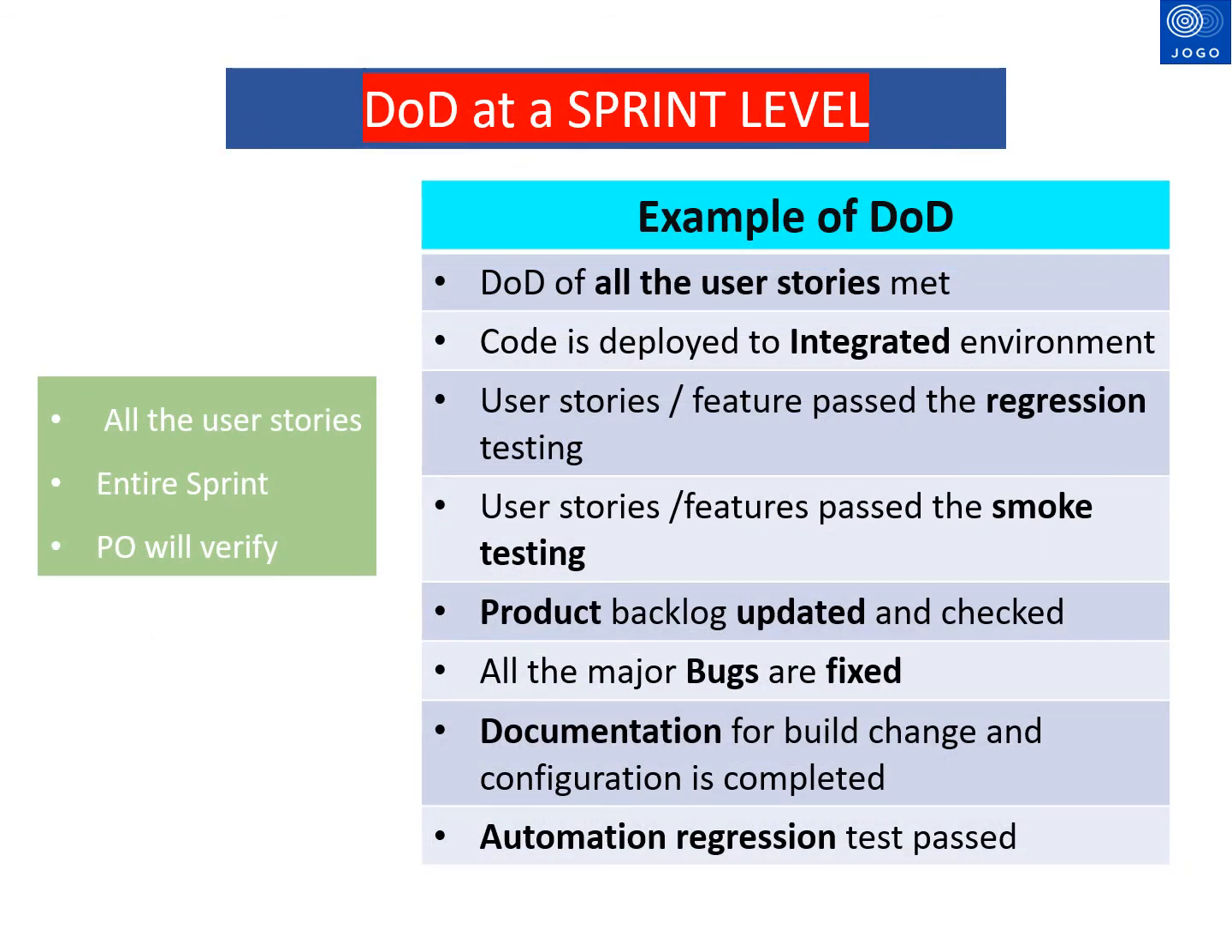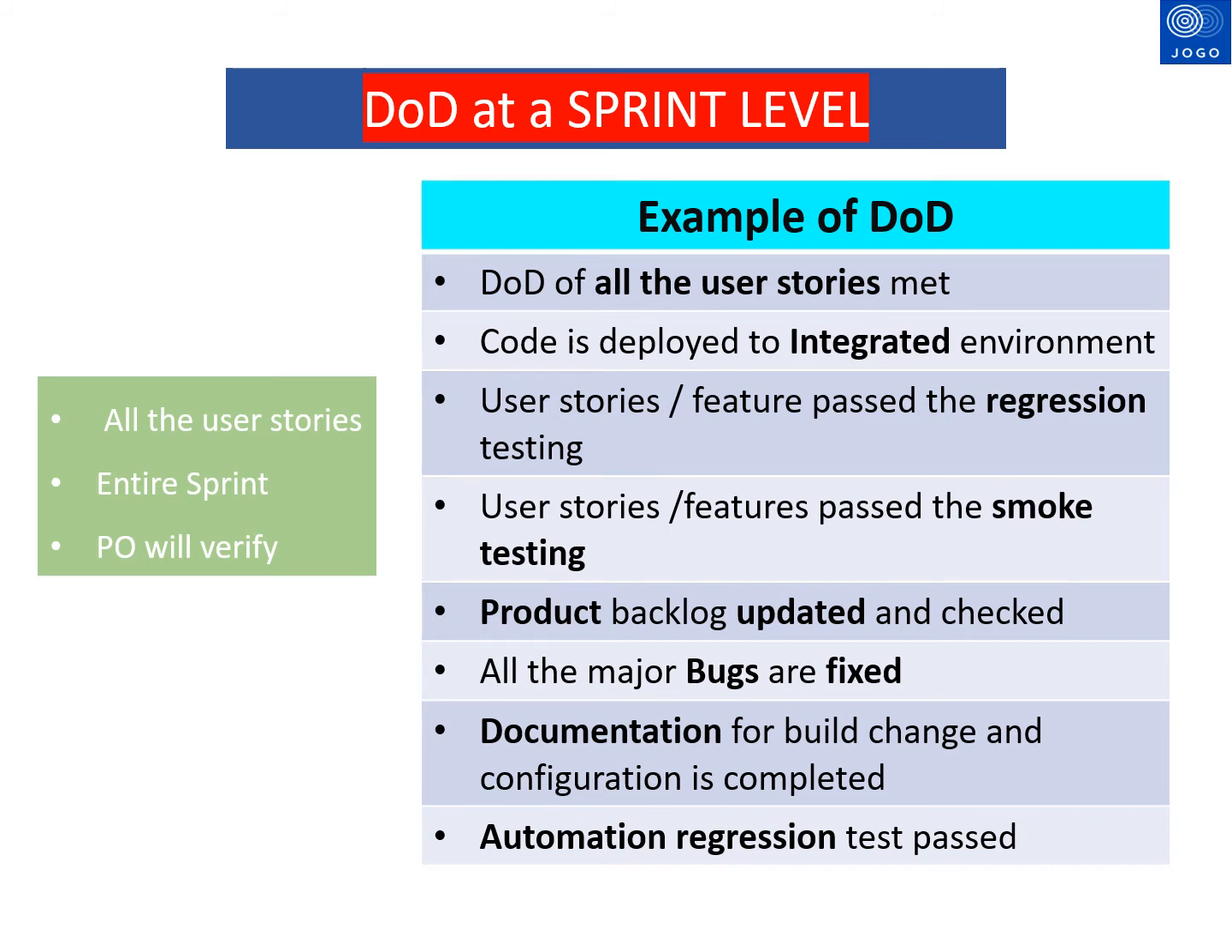The second level DoD is at sprint level. This DoD scope is to check all the user stories implemented in a sprint in such a way that they fulfill all the product requirements. Product owner will verify the DoD checklist and accept the user stories at the sprint level. An example of a DoD checklist at sprint level is available in this table.